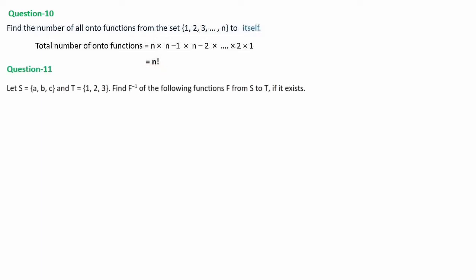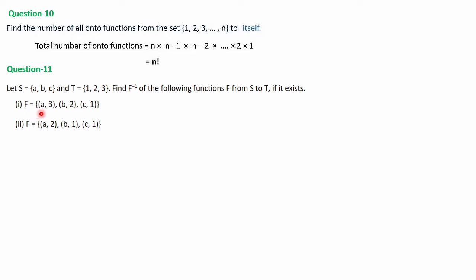Question number 11. Let S be the set {a, b, c} and T be the set {1, 2, 3}. Find f inverse of the following functions f from S to T, if it exists. So you have to find the inverse if it exists. So the given functions are there.